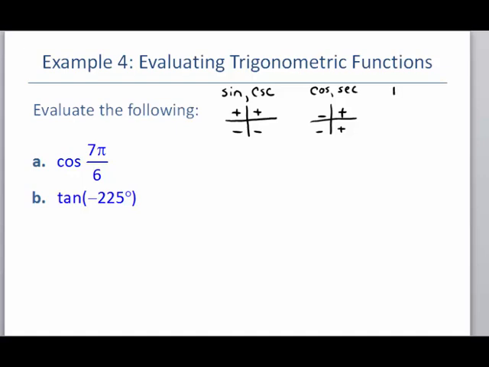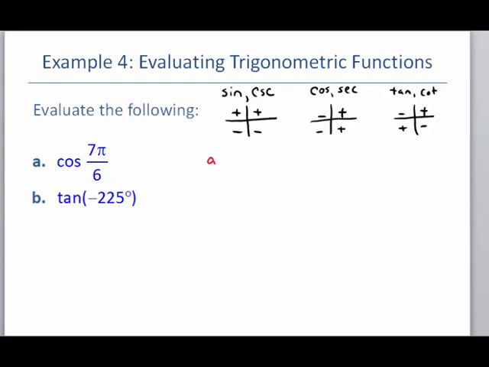And then finally, for tangent and for cotangent, your chart is going to look like this, meaning the answers will be positive in the first and the third quadrant and negative in the second and the fourth. All right, so let's start with our first problem, part A.